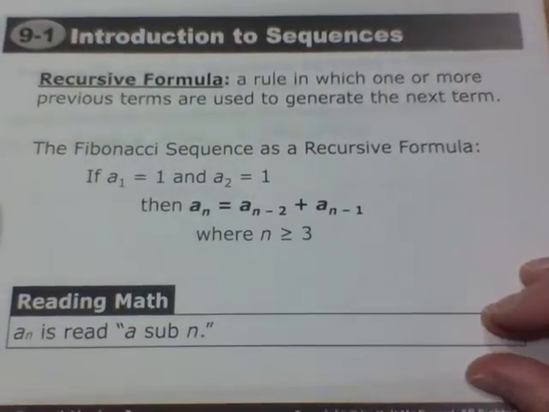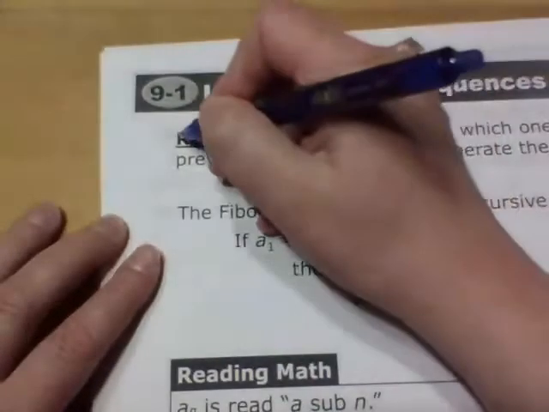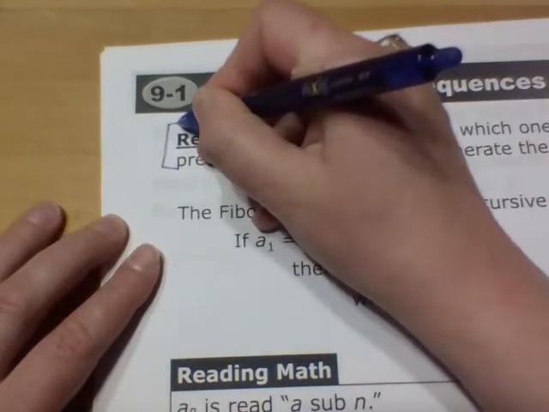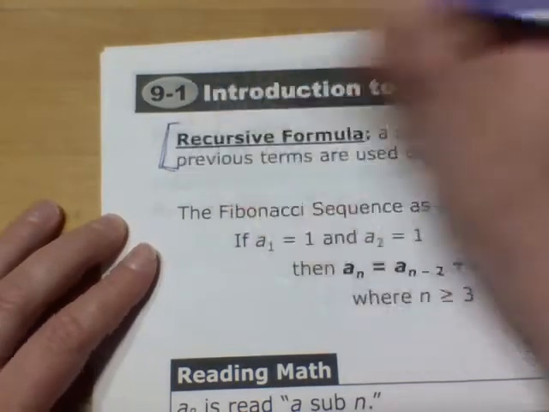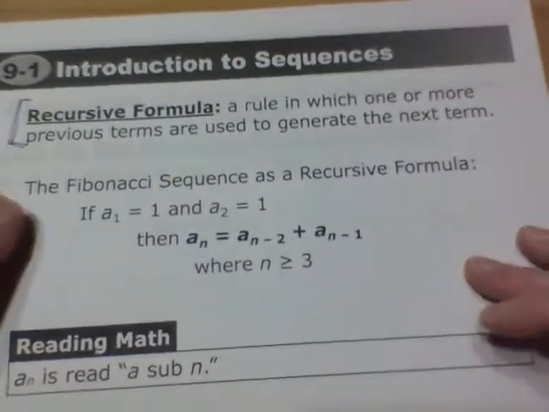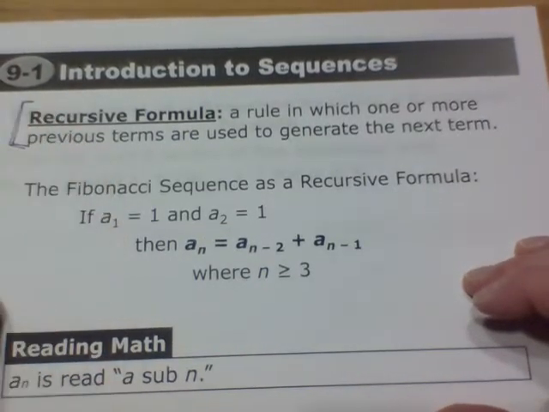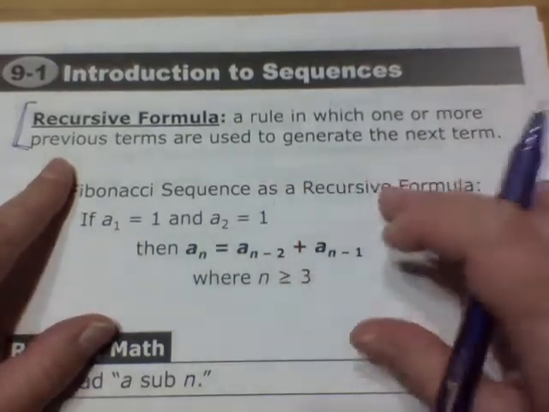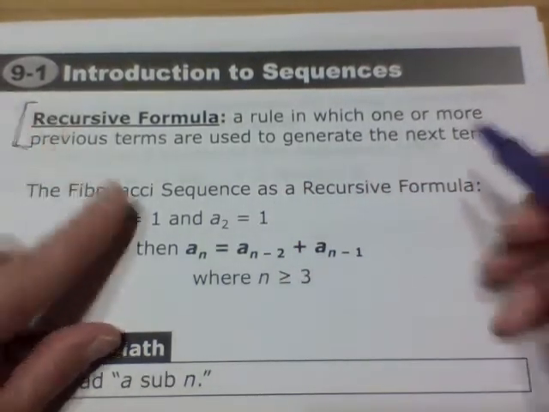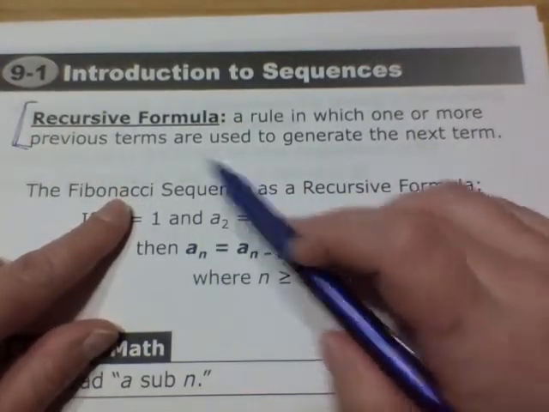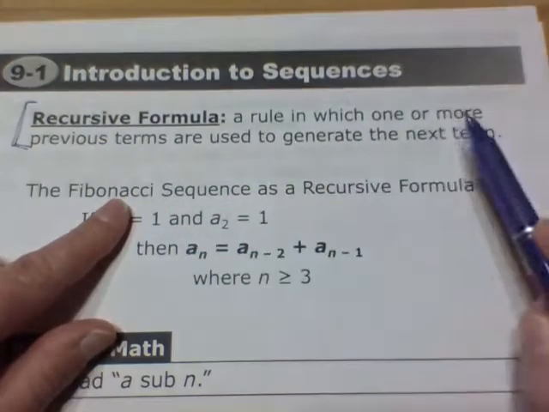So here we are with a recursive formula, and this is going to be helpful to remember, okay? So recursive formula, a lot of us haven't in the past, my students haven't necessarily remembered this idea. So a recursive formula is a rule in which one or more previous terms are used to generate the next term. So the Fibonacci sequence very much uses the previous terms to get the next term.